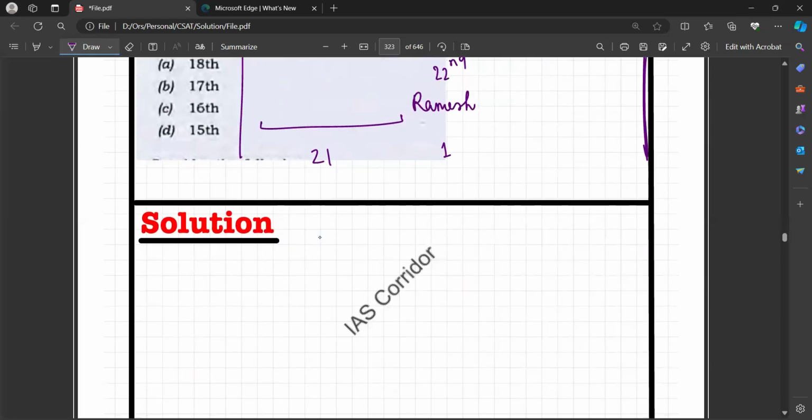जो vertical था उसको मैंने horizontal कर दिया. This will be top. 21 students here. This one student is Ramesh. Therefore, the rank of Ramesh is 22nd.